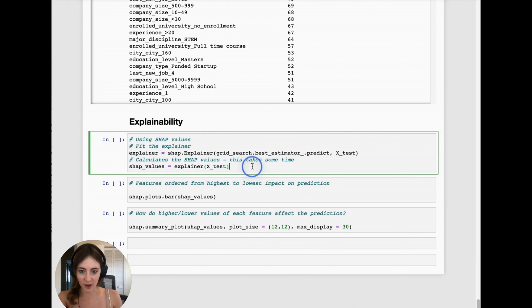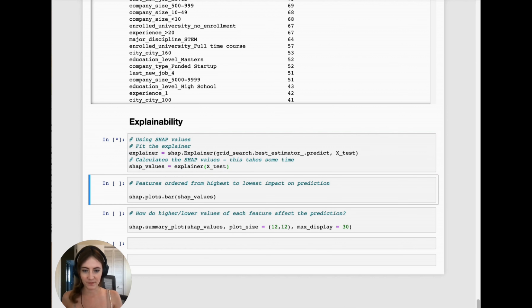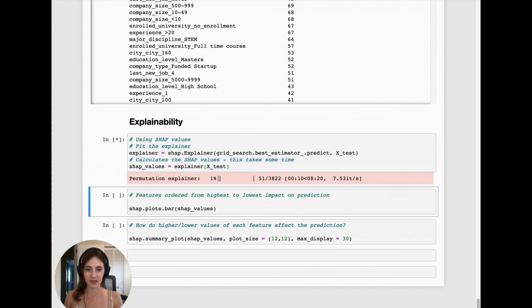This is actually going to take a while to run. We'll kick it off now. And you should see a percentage bar start to populate. But again, this is going to take a decent bit of time to run, maybe 5 minutes or so. And once it gets to 100%, we'll be able to go ahead and check those SHAP values out.